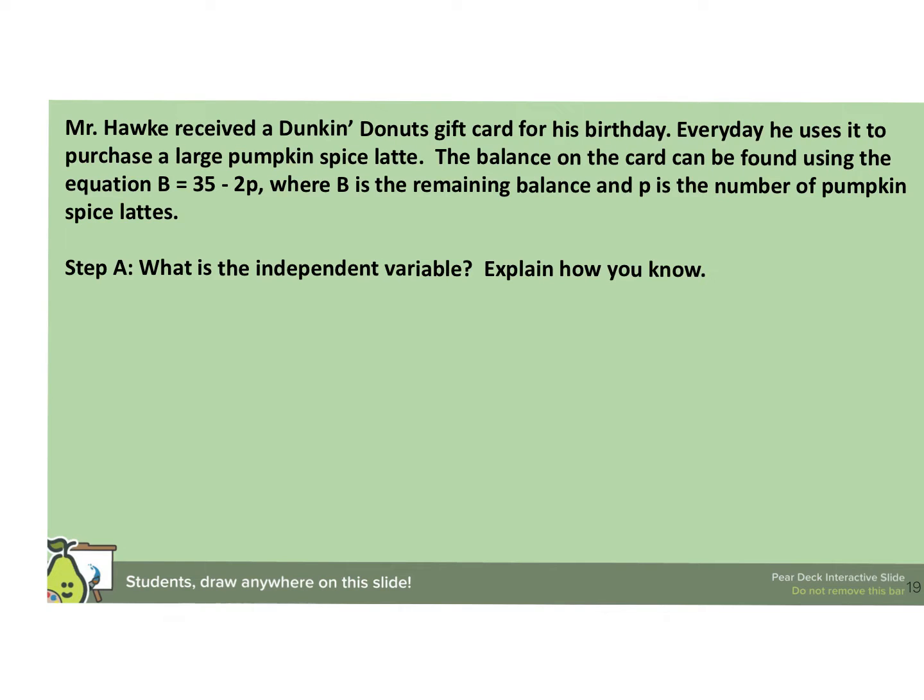Okay, we've got Mr. Hawk. We're reading and annotating. He has a gift card. Every day he uses it to purchase a large pumpkin spice latte. The balance, okay, now we're getting to the important stuff. The balance on the card can be found using this equation, where B is his balance, his money, and P is the number of lattes he buys. So B is the balance, P is the number of lattes.